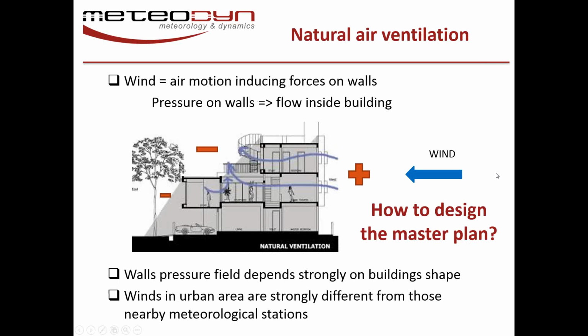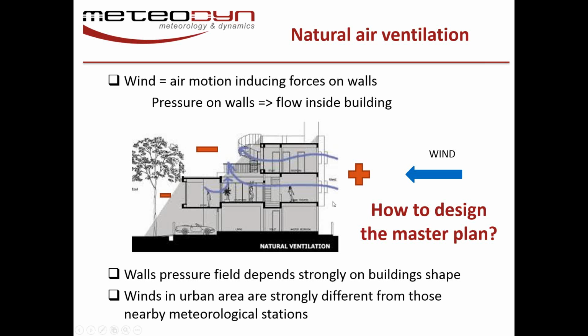So what is the wind? The wind is actually air motion that induces force on the walls. For example, here we have a building, and the wind is coming from the right to the left. We get high pressure here, low pressure behind in the wake, and the wind is always going to go from high pressure to low pressure. So you get flow inside the rooms or apartments.